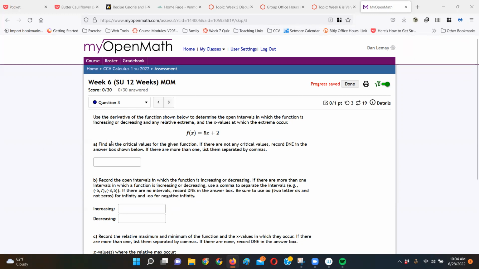So what am I seeing here? I see a linear function, and linear functions are either always increasing or always decreasing. More importantly, the slopes are constant, right? The slope of this, y equals mx plus b, is m equals 5. So that would mean that f prime of x equals 5. The derivative is 5.